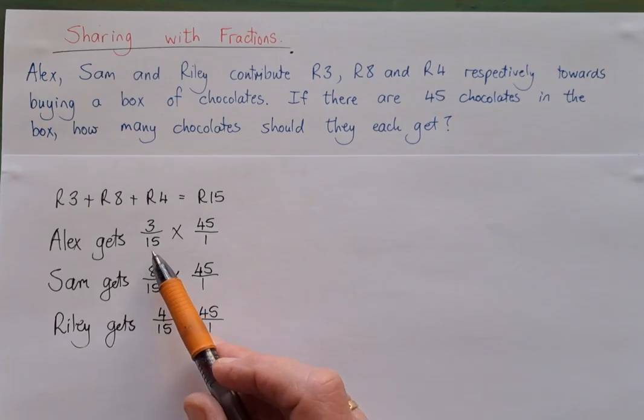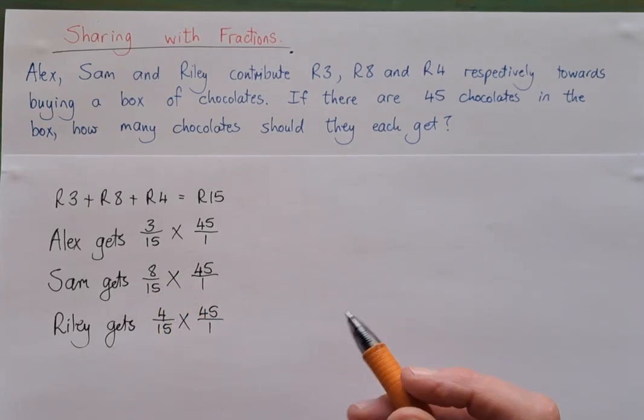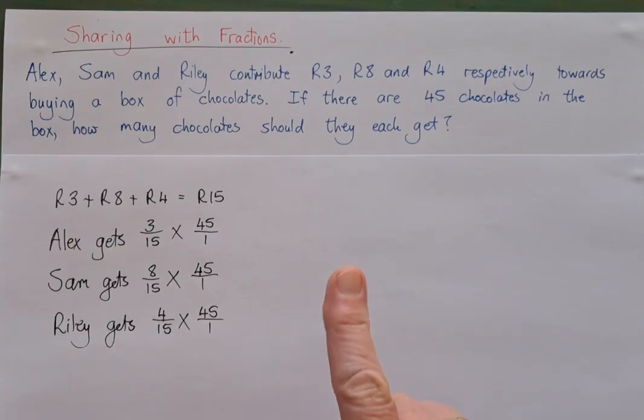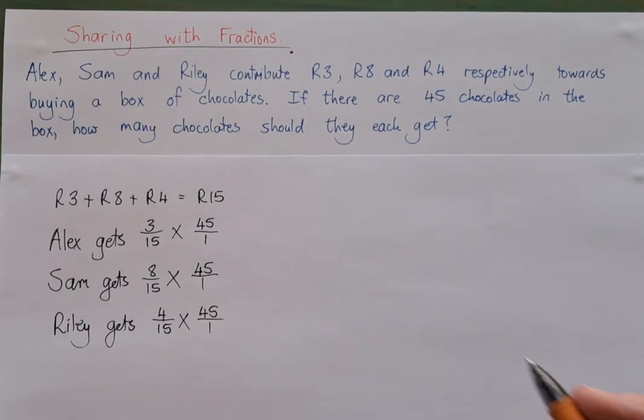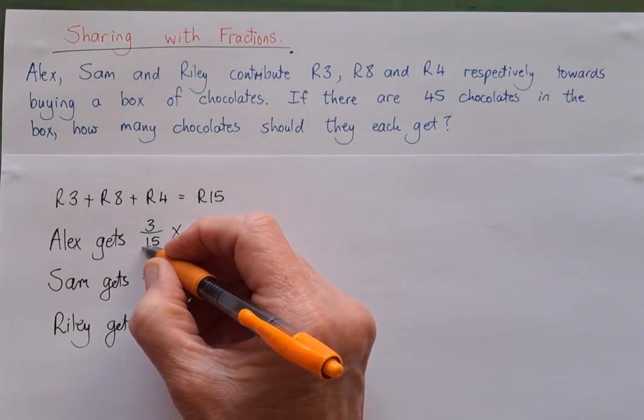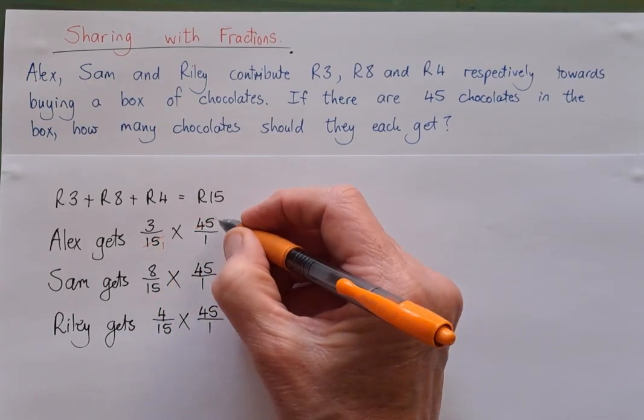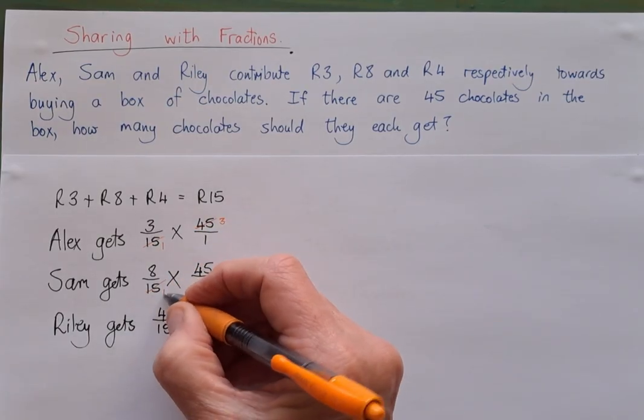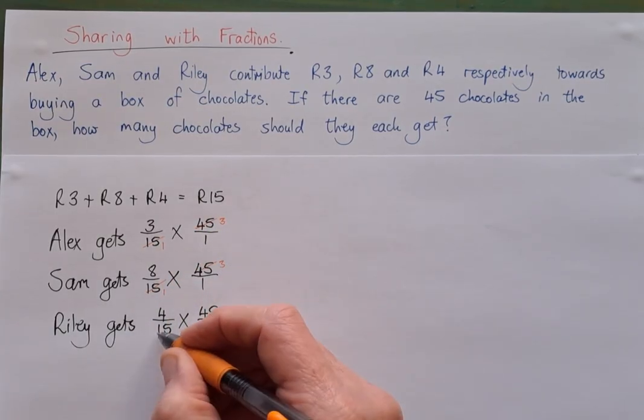And I've been encouraging you in the past few videos to think in 15s, count in 15s. And if we think about it, 15, 30, 45. So 15 does go into 45. 15 goes into itself once, into 45 three times. I'm going to end up doing the same thing with all of them.